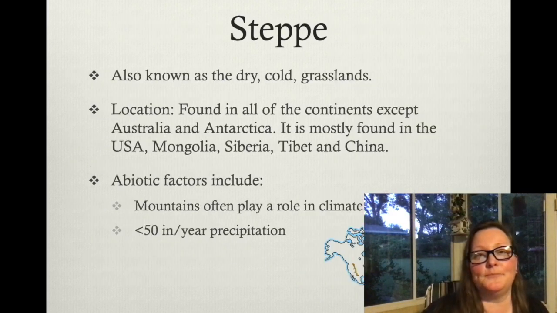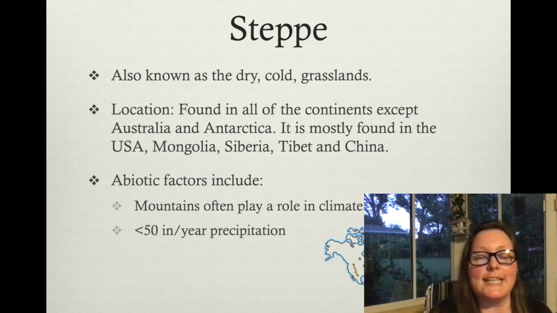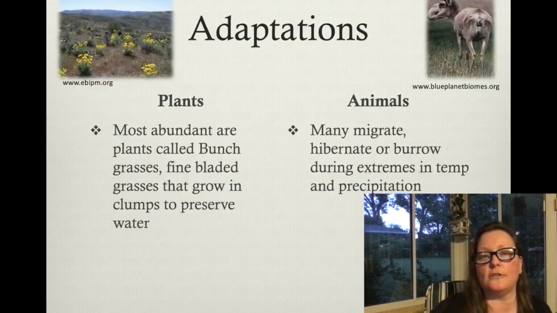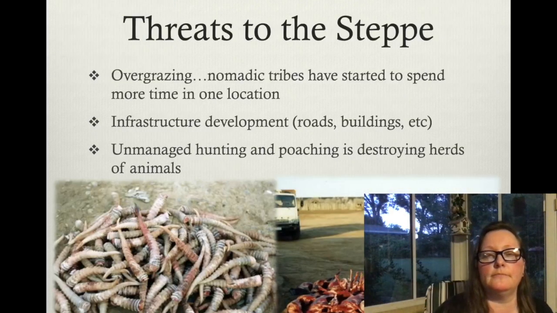The steppe, also known as dry, cold grasslands, found in all of the continents except Australia and Antarctica. Abiotic factors. Mountains often play a role in climate characteristics, and there is less than 50 inches a year of precipitation. Plants, not super tall, little clumps. Animals, a bunch of them migrate. Threats.